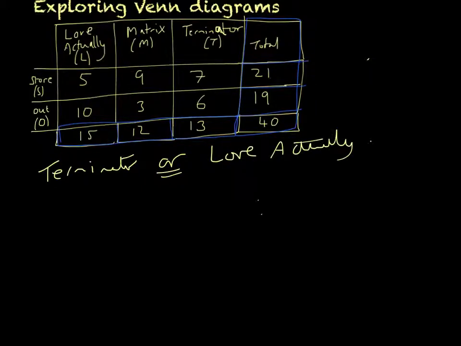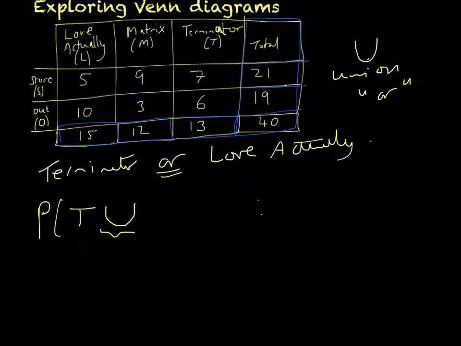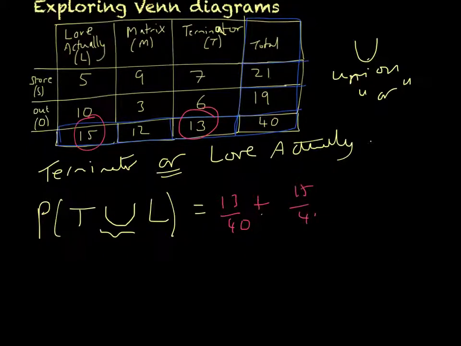Well, what we can do is say, here's our notation again: the probability of T union L. This union symbol is horseshoe shaped, and it means OR, okay? So union means OR. So T or Love Actually, L. Let's use our two-way table then. The probability of being Terminator is 13 out of the 40, plus Love Actually is 15 out of the 40, which gives us a total of 28 over 40, which could be simplified.